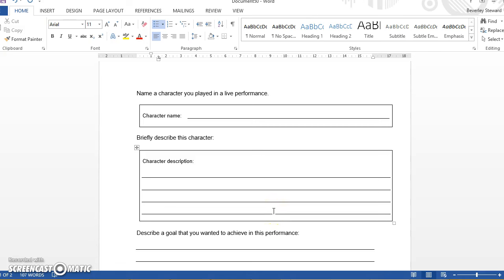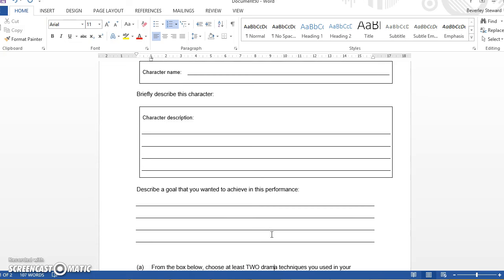The next thing that you'll need to do is describe a goal that you wanted to achieve in this performance. Now, the goals that you want to achieve in this performance could be varied.